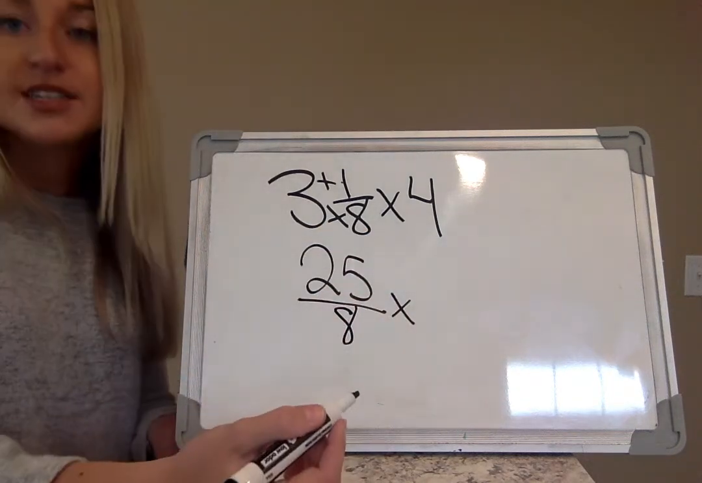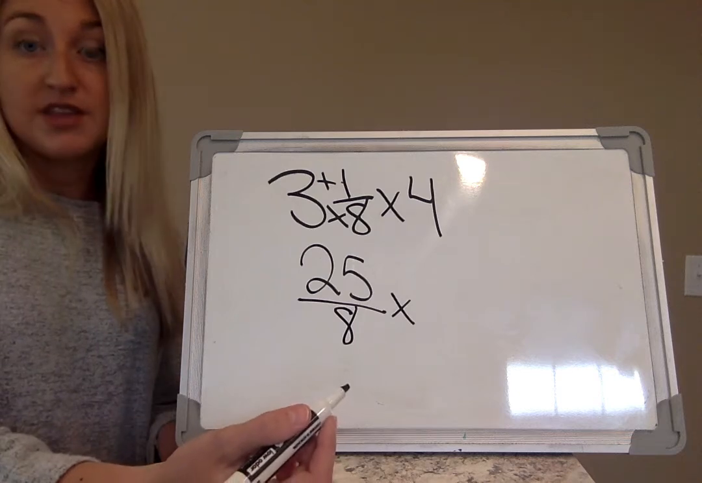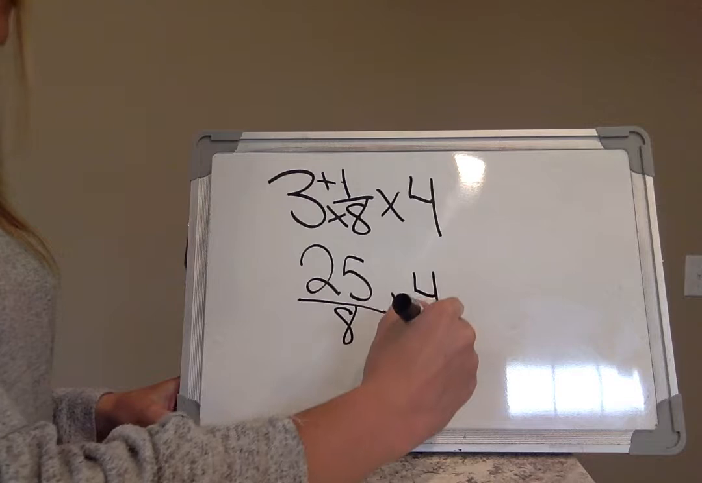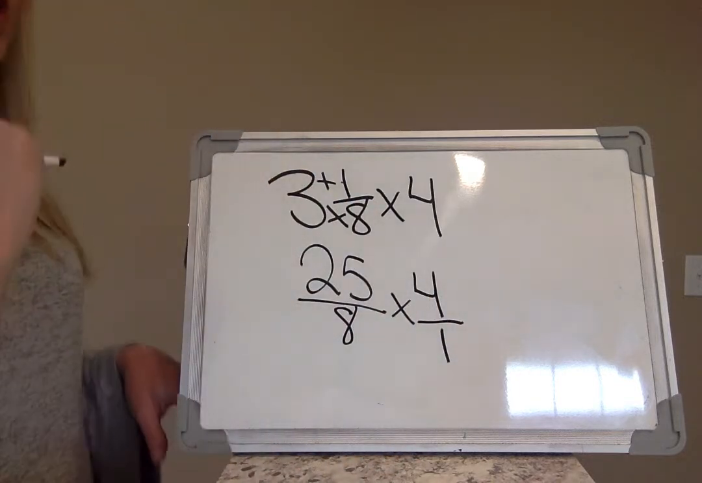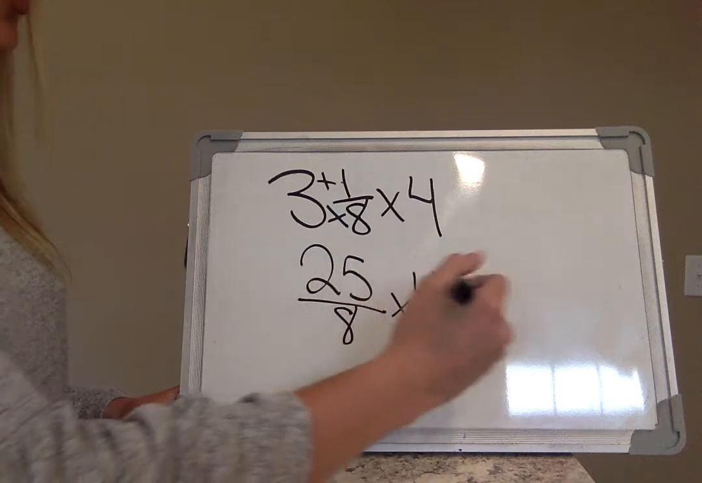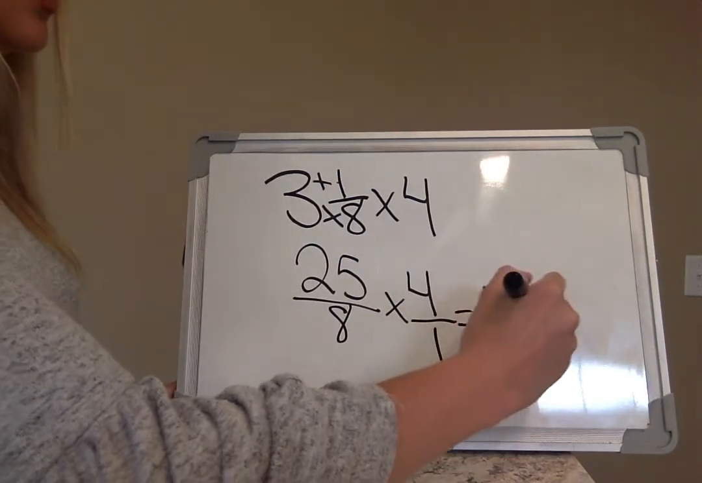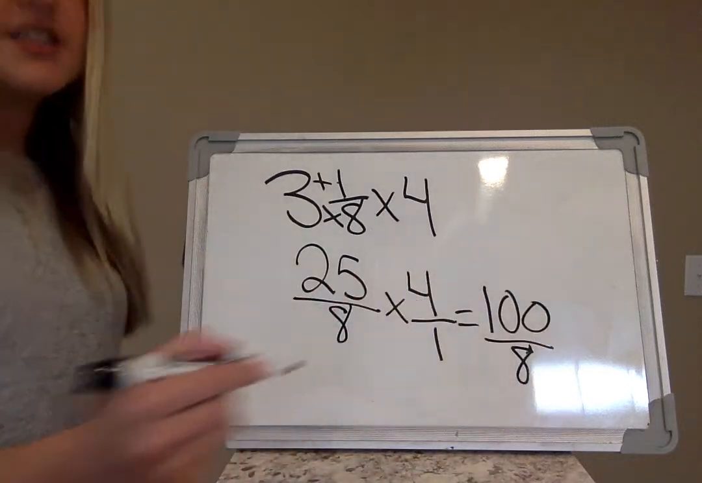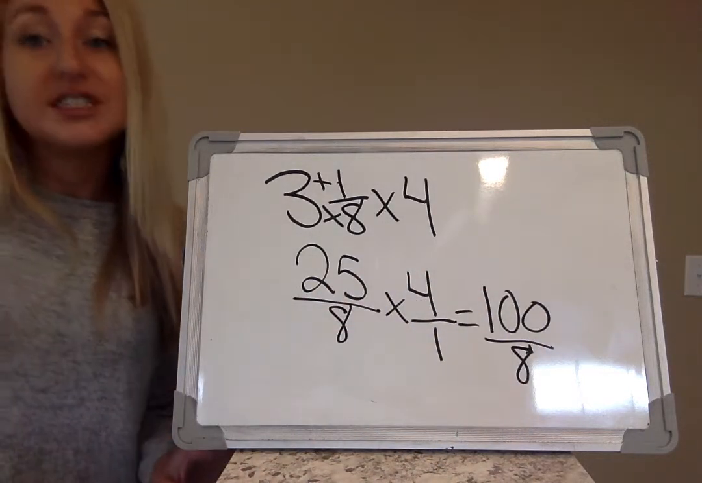Now, 4 isn't a mixed number, so we don't have to do the clock method here. All we have to do with our 4 is put it over a 1. So, now we're ready to multiply straight across the top, straight across the bottom. 25 times 4 equals 100. 8 times 1 equals 8. This answer is correct, but it's not simplified.